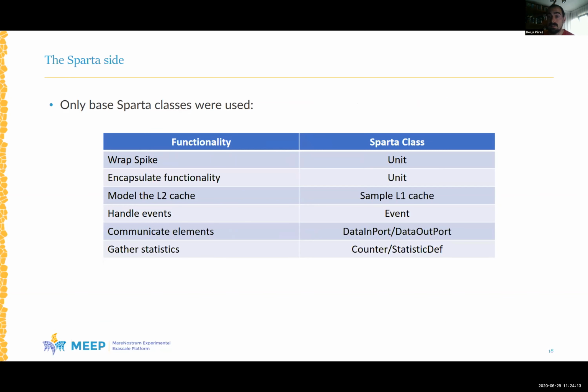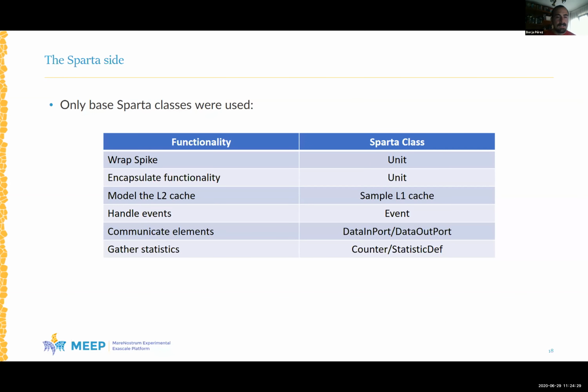We modeled the L2. And to do this, we used an L1 that is provided as a sample with very minor changes. Then to handle the events, we used the Sparta event class to communicate elements such as the L2 and the cores. We used data in and out ports, which move the data and also generate events and add delays if you want, which are neat. And then to gather statistics, we used the appropriate classes to do that in Sparta, which are counters and statistic definitions.